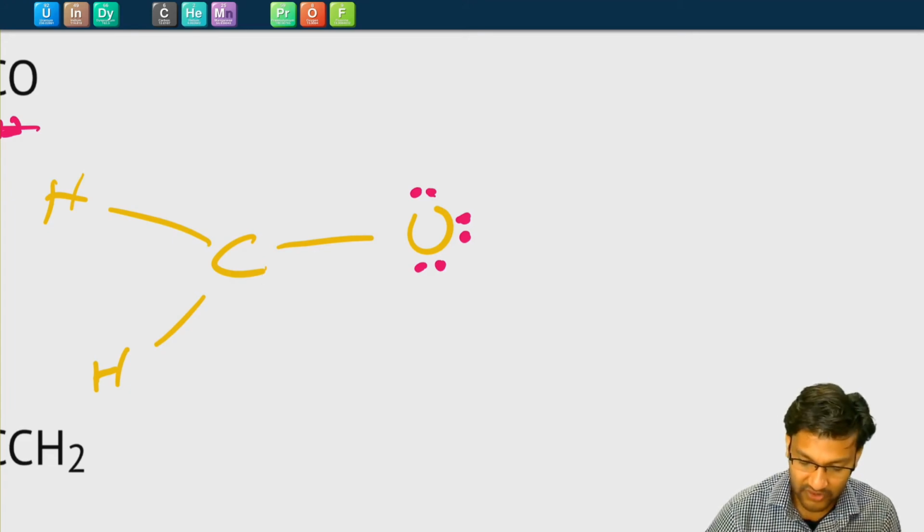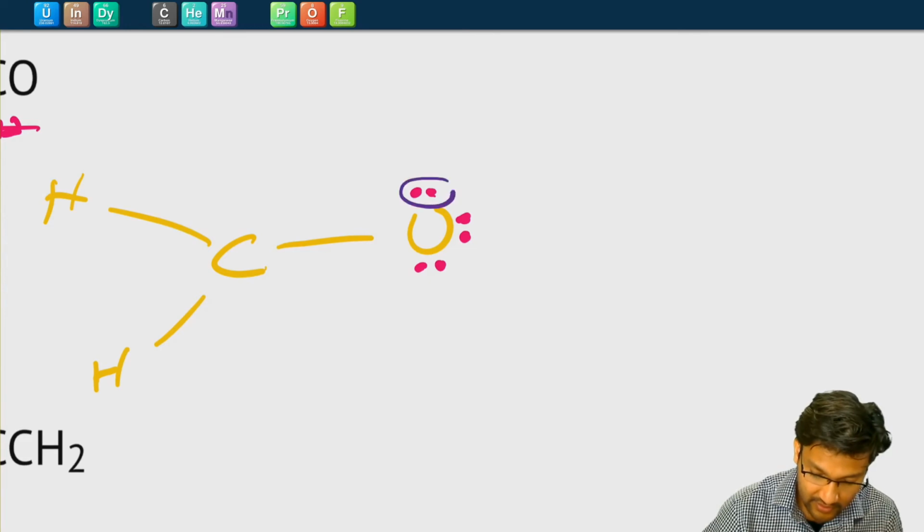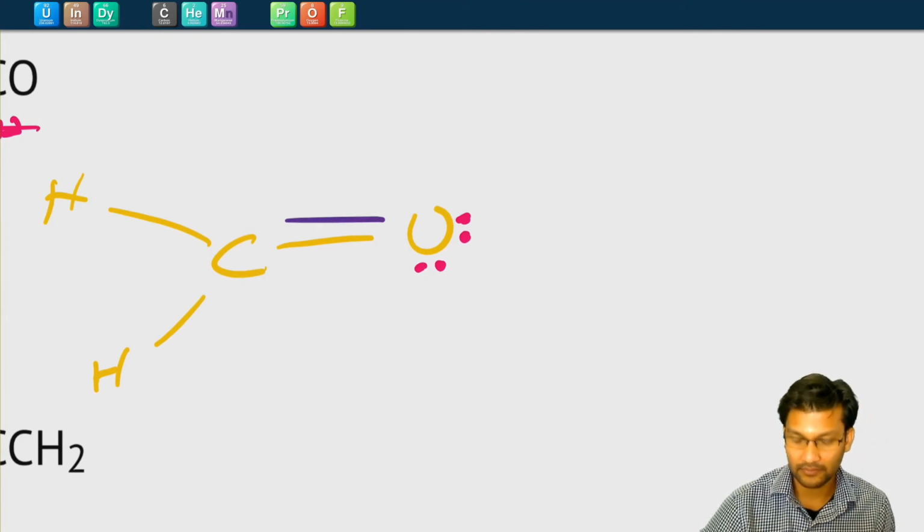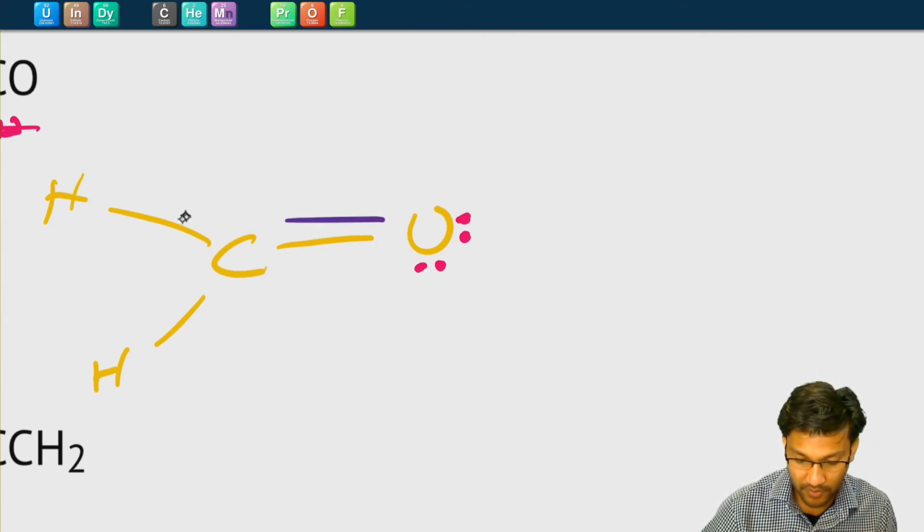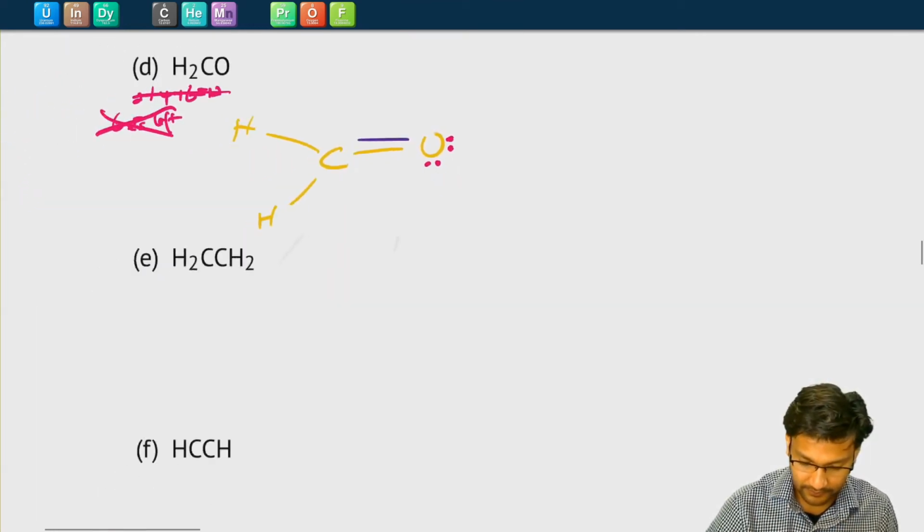Carbon, not happy, it only has 6 electrons, so it's like, hey oxygen, lend me those 2. So oxygen is like, sure, lends it those 2, and we have a double bond. Carbon now has 4 bonds, each of 2 electrons, so it has 8 electrons in its valence orbital.